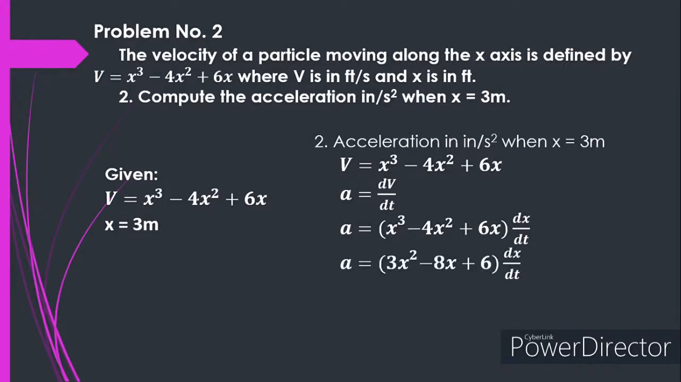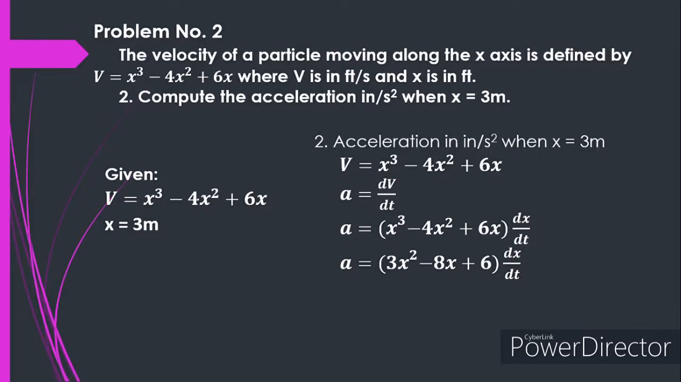So, differentiate ang v with respect to x, dx over dt. So, differentiate x cubed will result to 3x squared minus 8x plus 6 times dx over dt. Kasi si acceleration natin class, bakit ganun naging itsura? Sa acceleration kasi natin class, dv over dt, so with respect to time. Since ang equation natin is with respect to distance, therefore, i-differentiate natin siya ng buo si v with respect pa rin sa distance and time.